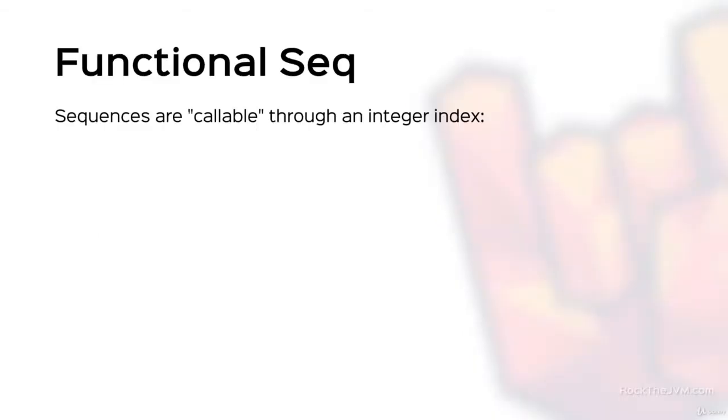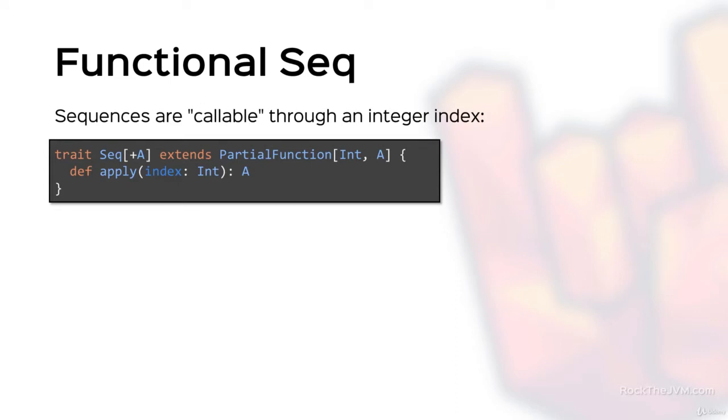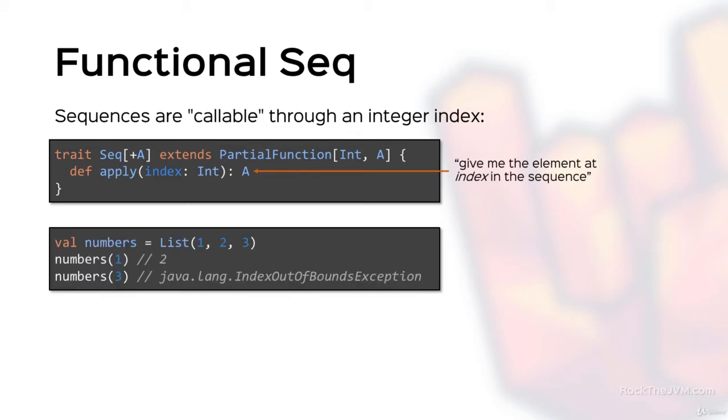So armed with this new approach, let's think about sequences for a second. If you know, sequences are callable, that is, they have an apply method with an integer index. So if you call the apply method, the contract basically says, give me the element at this index in this sequence. So for example, if you instantiate a list and you call the apply method for this list at an index, it will either return some value or it will throw an exception.